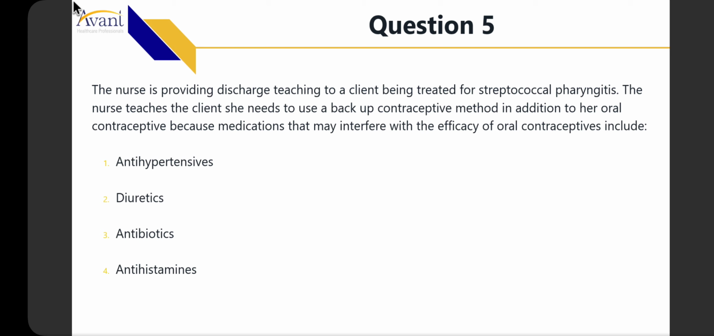Okay. The nurse is providing discharge teaching to a client being treated for streptococcal pharyngitis. The nurse teaches the client she needs to use a backup contraceptive method in addition to her oral contraceptive because medications that may interfere with the efficacy of oral contraceptives include. All right, this is more of a knowledge question. Either you know it or you don't. Okay. So which of these medications could interfere with the oral contraceptives? I'll let you try.